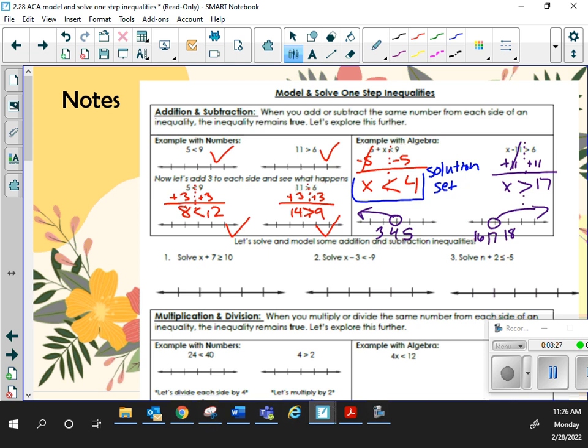All right. So I want y'all to try 1, 2, and 3. Solve them and graph them. Take a few minutes. You got this. Okay, pause and play when you're ready.